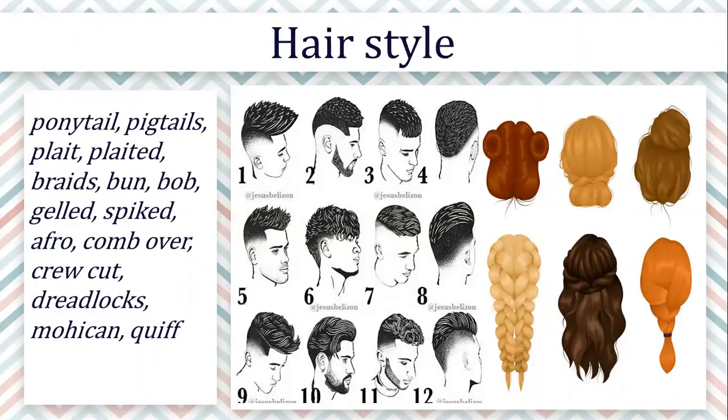Of course, once you're done with the hair color, the texture of the hair, the appearance of the hair, if you're talking about a fiction story, you need to mention the hairstyle. Because in a fiction story, in a narrative story, you always have to mention what the person's hair was because it actually defines what kind of person it is. If it's a girl, it can be ponytail, pigtail, plaits, plaited hair, braid, bun, bob. And if it's a man, it can be gelled, spiked, combed over, crew cut, dreadlocked, Mohicans, or quiffs.